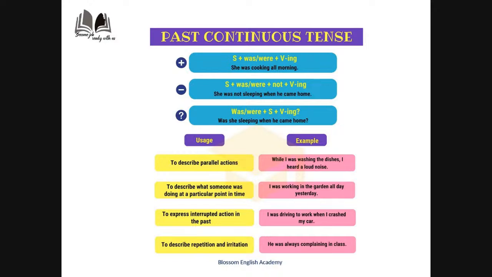And for the second usage, to describe what someone was doing at a particular point in time. I think we talked about it earlier, an action happening at a specific point of time, and we may use past continuous tense to depict those actions. I was working in the garden all day yesterday. I was making this PPT at night.